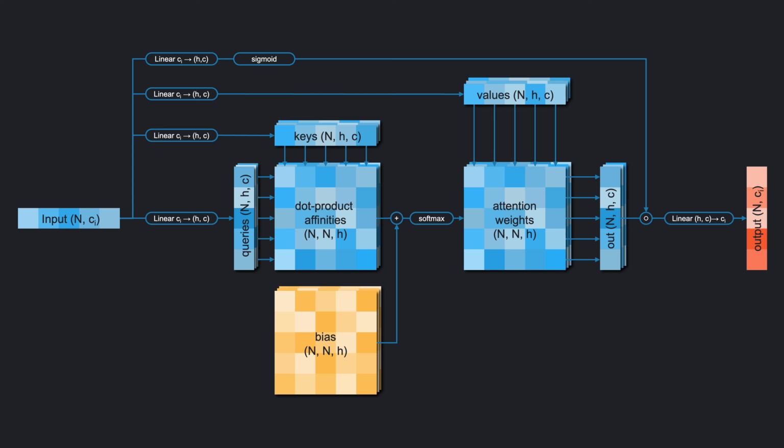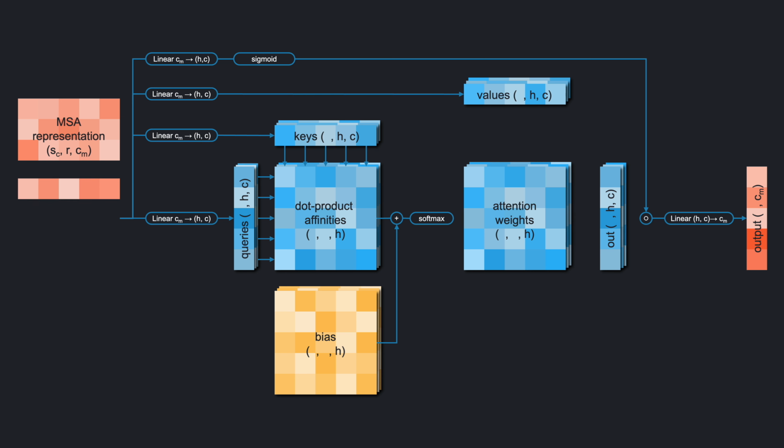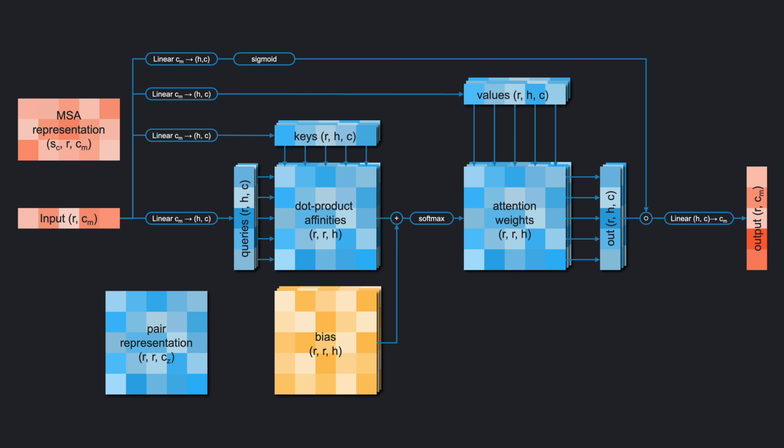In this notation here, a linear layer going from Ci to Hc means a linear layer going from Ci to H times C, followed by reshaping the output. So, if we wanted to do attention on the MSA representation, for example, we'd first need to select the input sequence. If it is row-wise attention, the input is just one row of the representation. As we saw, the row-wise attention in the MSA stack uses the pair representation as bias. That works pretty well because the shapes almost match. We only need to use a linear embedding to transform the channel dimension to the attention head dimension of the multi-head attention module.